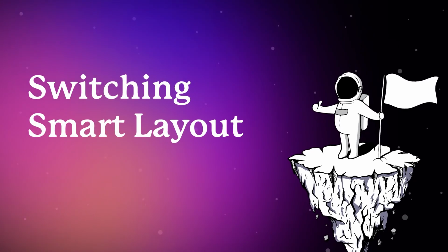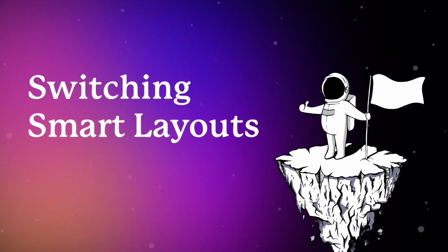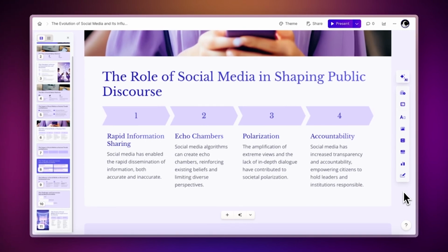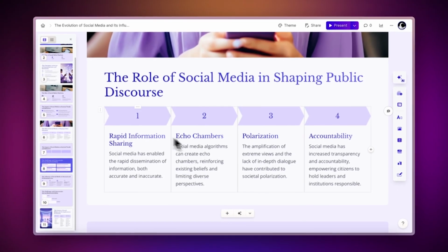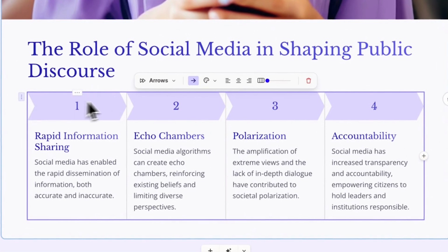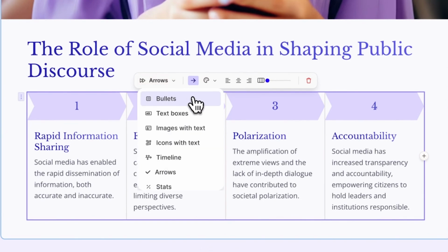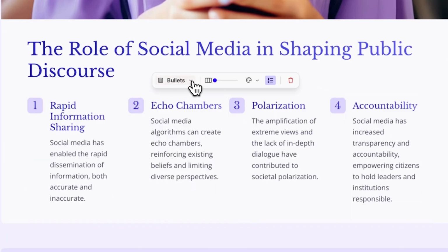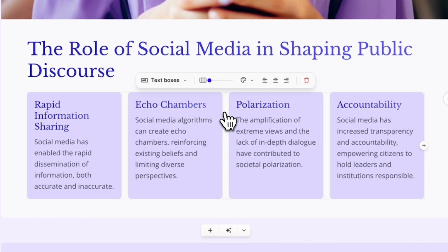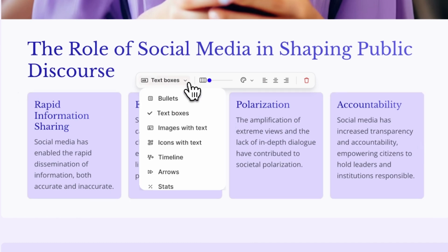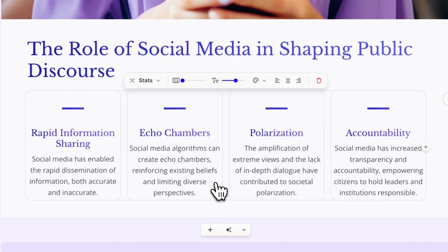Switching smart layouts. The cool thing about smart layouts is that if at some point you want to change the layout, you can just switch it without having to add the content from scratch. Use the drop-down menu to select a different layout and your content will be rearranged automatically. With this, you can test different layouts without any extra work to find the perfect match for your content.